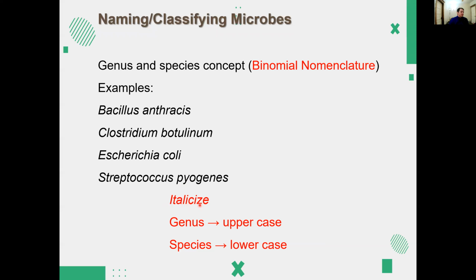So you can see you italicize both portions of the name, and then the genus is in uppercase, and then the species is in lowercase.